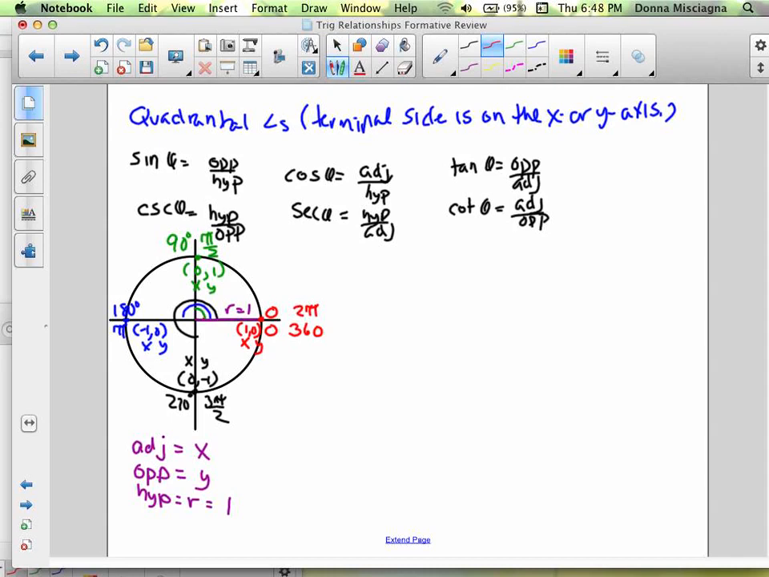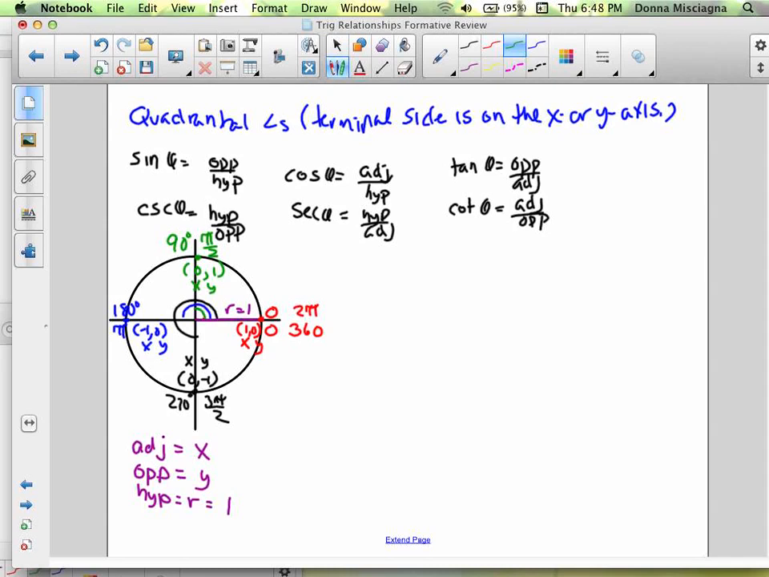All right, so I have the sides that each of the trig ratios uses above. I almost forgot to say that. So sine theta, remember, uses the opposite over the hypotenuse. Its reciprocal is cosecant. That would be hypotenuse over opposite. Cosine theta is adjacent over hypotenuse. Its reciprocal is secant theta. That would be hypotenuse over adjacent. Tangent theta is opposite over adjacent, and its reciprocal is cotangent theta. That would be adjacent over opposite.